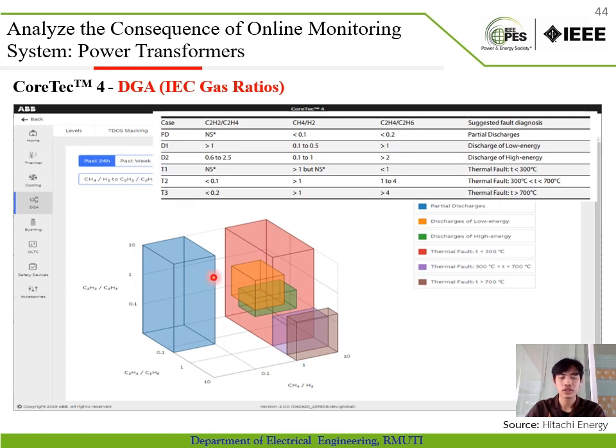And with this online monitoring of transformer oil, it provides us what internal fault will happen in the future, and we save time taking oil sampling for dissolved gas analysis at the laboratory.